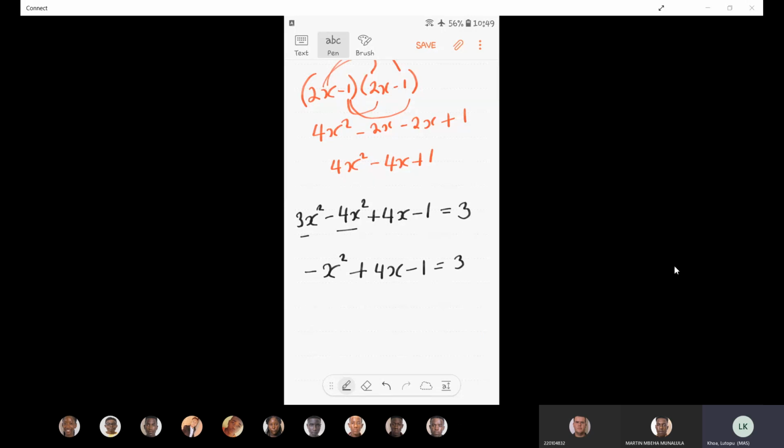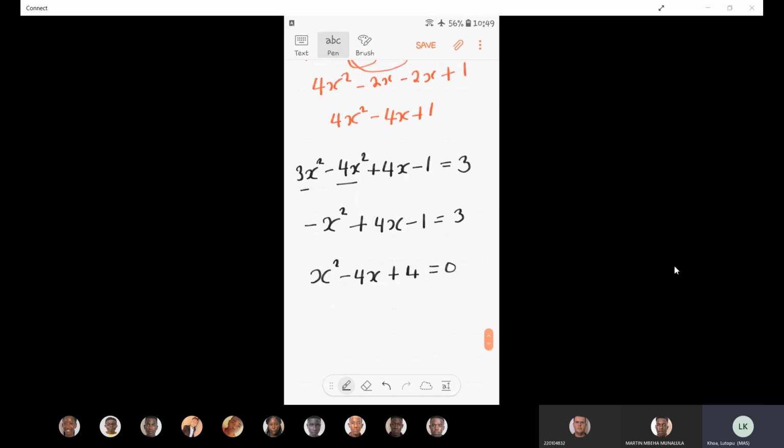Then I bring everything to one side, 0 on the other side. I'll have x squared minus 4x, no, plus 4. This is equal to 0. So I add x squared on both sides, I subtract 4x on both sides, and then I add 1 on both sides. In this one, you can factorize it.